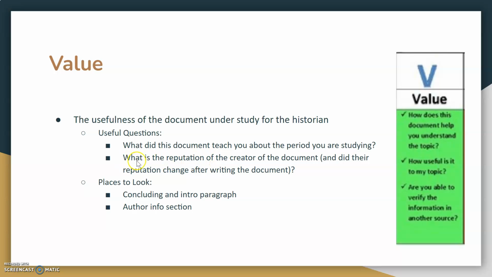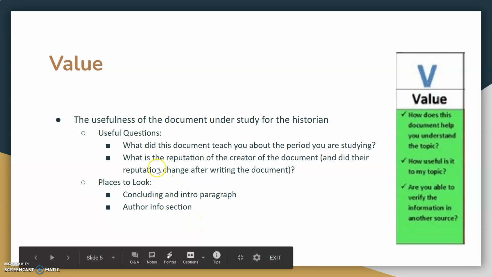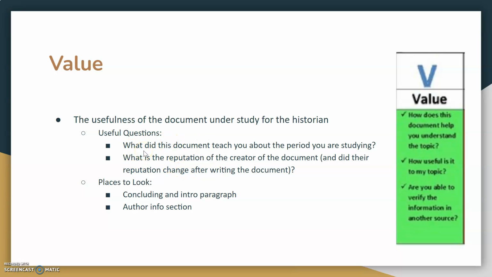Then next, another useful question is, what is the reputation of the creator of the document? Did the reputation change after writing the document? Kind of ignore this question. I would look at the top question more. What did this document teach you? And then places to look are the concluding and intro paragraphs, and also the author info section for that second question, but more focused on that first question. I'd actually say completely focus on that first question. What did this document teach you about the period you are studying?